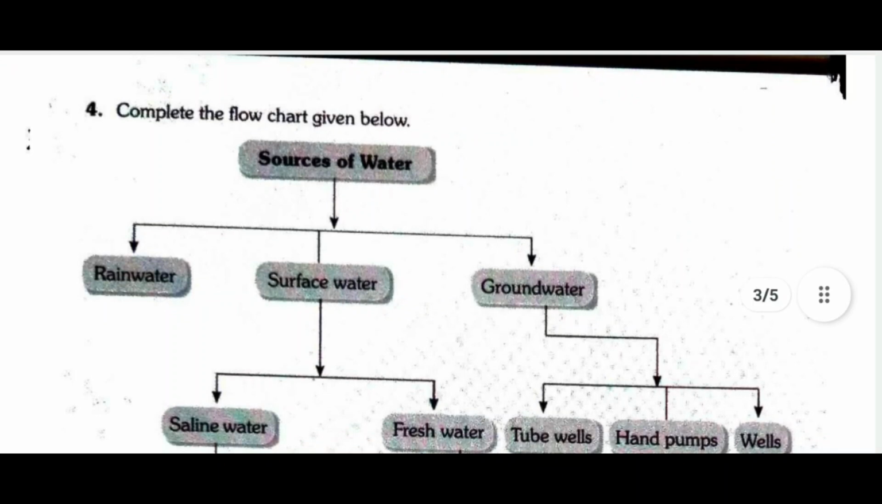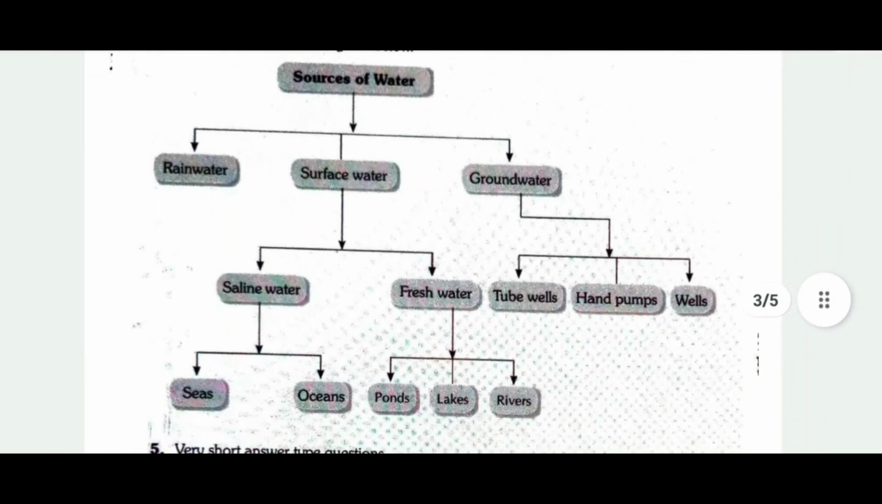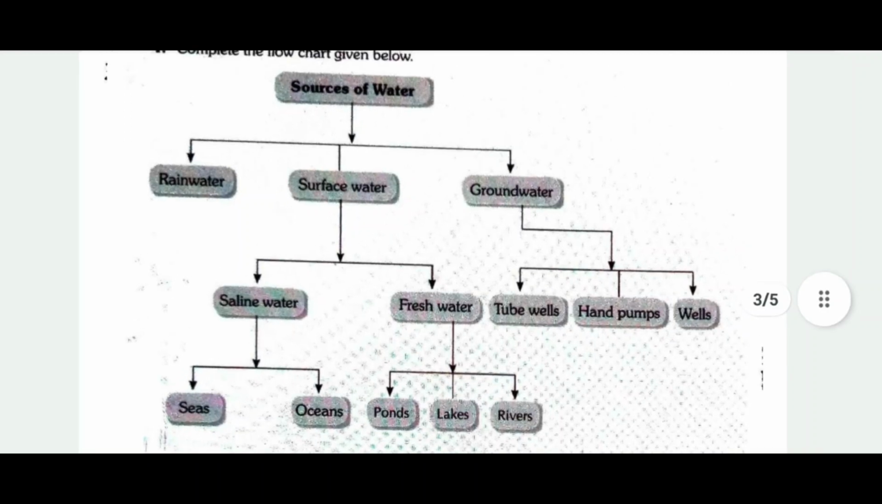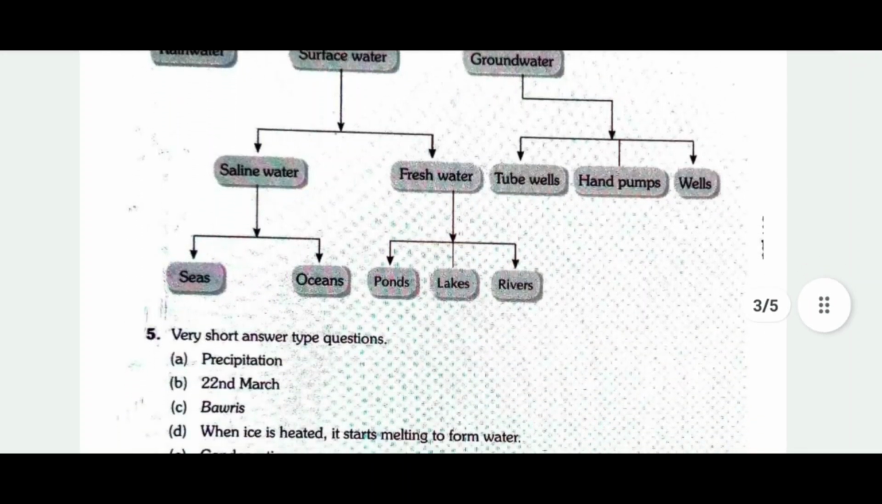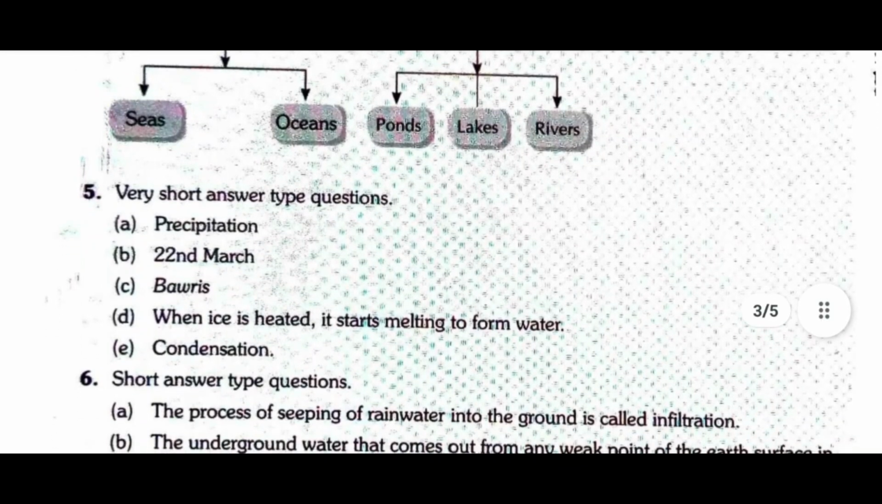Okay, then question number 4, we will see. Given a flow chart, you can see some fill in the blanks. The sources of water are, first, rainwater, then surface water, then groundwater. Surface water is of two types: saline water, which is in seas or oceans, and fresh water, which is in rivers, ponds and lakes. Groundwater we can take out from wells and hand pumps. These are the points you can write in your book, and if you make this flowchart in your copy, then it is better.